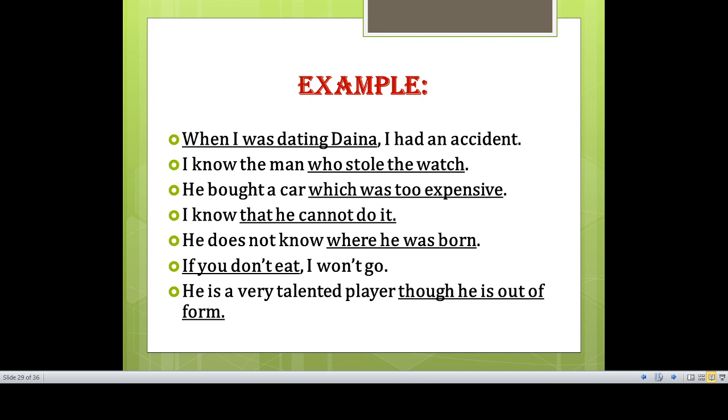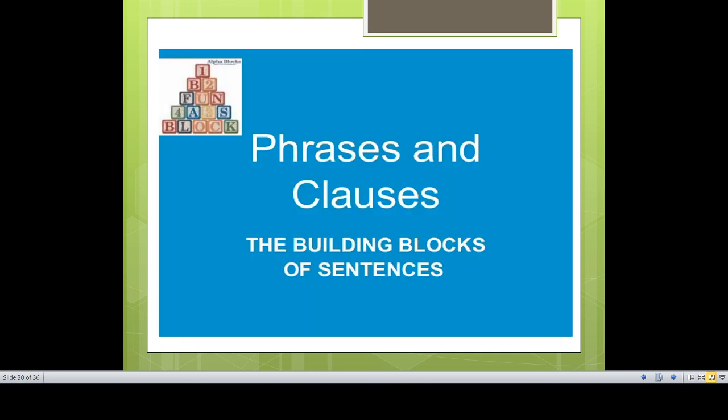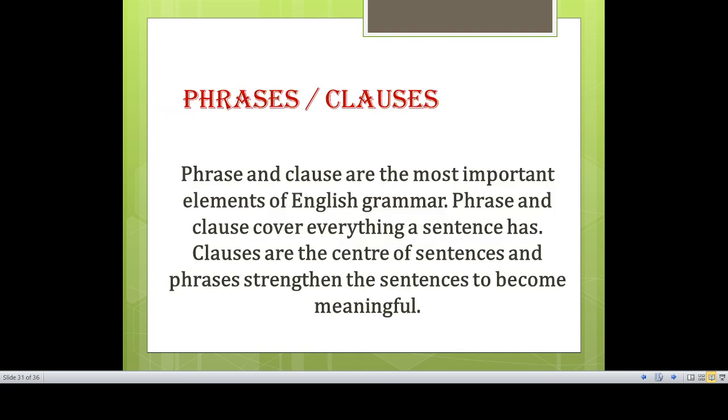So this is it, phrases and clauses. You have seen different phrases, and you have seen the two most important types of clauses. They have a pivotal and phenomenal job within each sentence. They are the building blocks of sentences. They are the most important elements of English grammar, because they cover everything a sentence has, maybe as phrases or maybe as clauses. Clauses are the center of sentences, and phrases strengthen the sentences to become more meaningful.